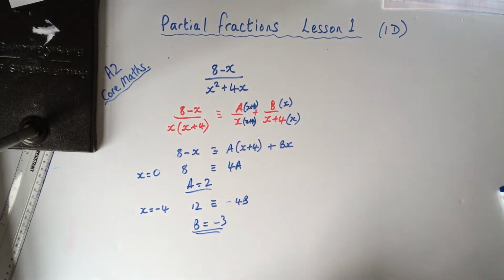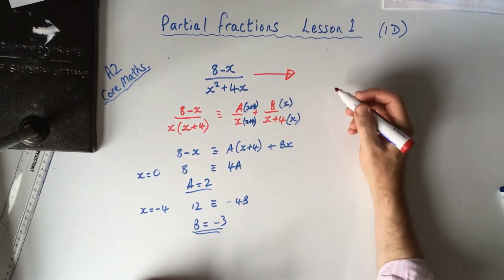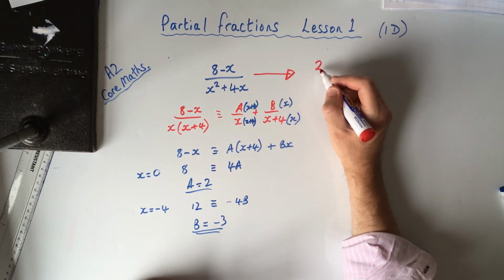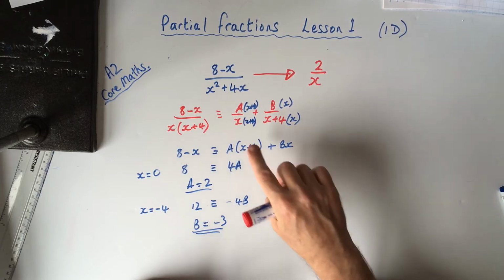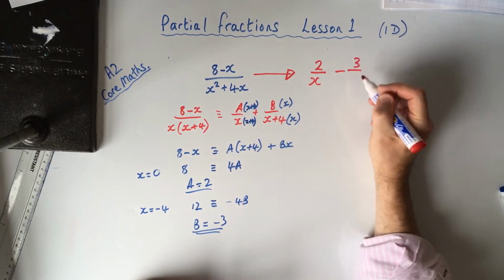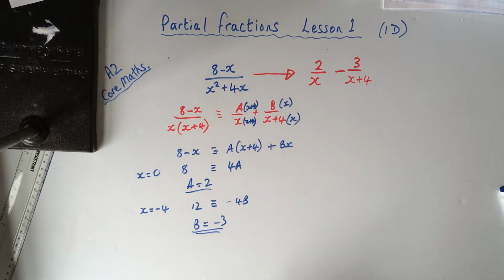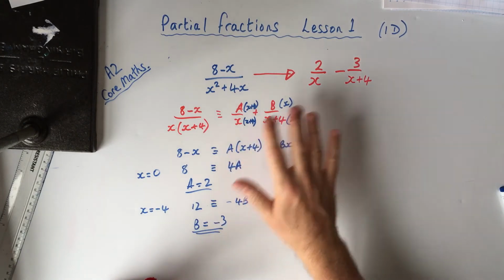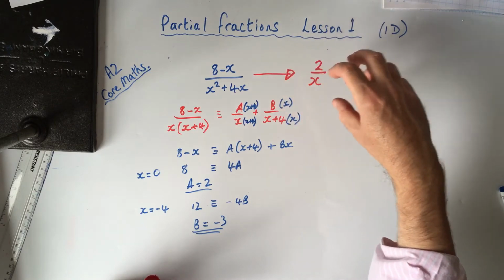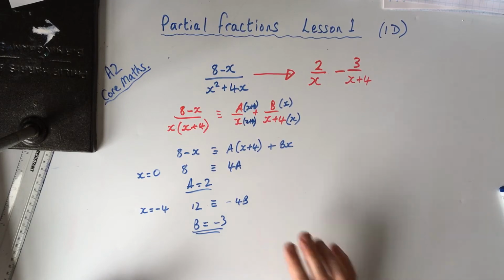Okay, so now we can write out the answer. So this, as partial fractions, is going to be a, which is 2 over x, minus 3 over x plus 4, because b was minus 3. And if you'd done it the other way around, it doesn't really matter, but you wouldn't write minus 3 over x plus 4 plus 2 over x. You'd write it like that, wouldn't you? And there it is, as partial fractions.